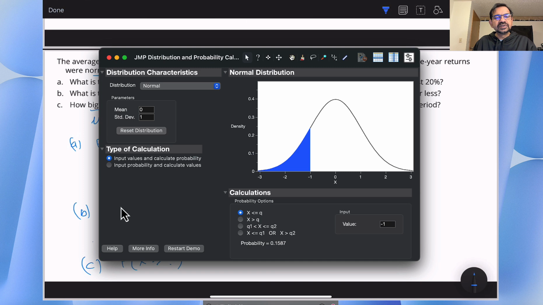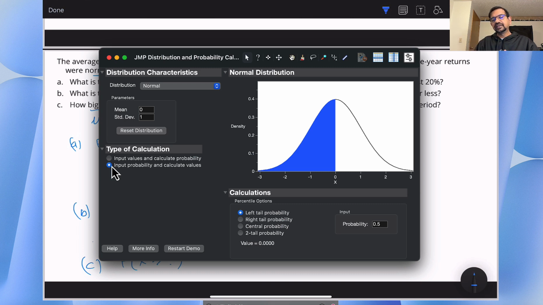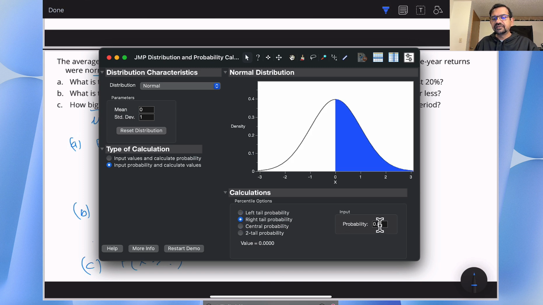This time we'll use the second option. We are given the probability, and we're going to find the value. So we'll click on this, and we need to find the right tail probability. We want to look at the top 10% of the stocks. So I'm going to click on right tail, and here the probability that we're interested in is 0.1. So we get that our Z score has to be 1.2816.